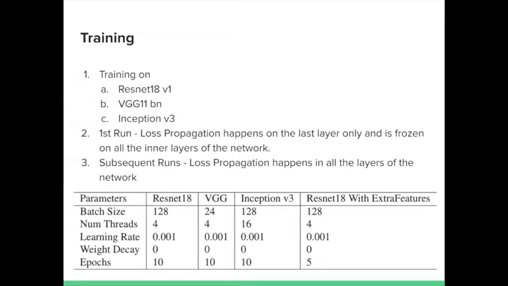The notion behind doing the first run and subsequent runs differently is as follows. In the first run, the loss propagation happens on the last layer only and is frozen on all the inner layers of the network. However, on subsequent runs, loss propagation happens in all the layers of the network. The notion behind that is that in the first run, since we are performing transfer learning, we use the weights of the model which have been pre-trained. However, as we go deeper into the training, we want the model to better learn the chest X-ray data, and hence the weight update after loss calculation is propagated through all the layers of the network. We also performed some amount of hyperparameter tuning, that is playing with learning rate and different optimizers, but were met with limited success.